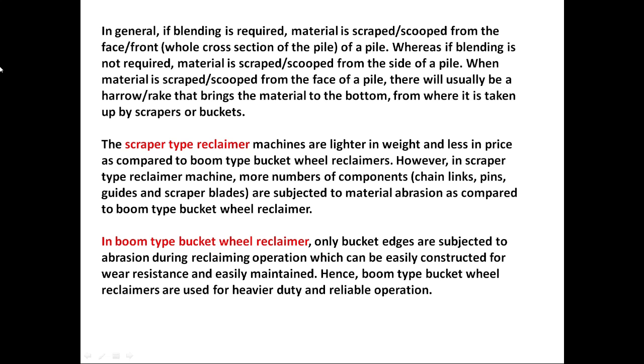Scraper type reclaimer machines are lighter in weight and lower in price as compared to the boom type bucket wheel reclaimer. However, in a scraper type reclaimer machine, more components like chain links, pins, guides, and scraper blades are subjected to material abrasion. In the boom type bucket wheel reclaimer, only the bucket edges are subjected to abrasion during the reclaiming operation, and these can be easily constructed for wear resistance and easily maintained. Hence, boom type bucket wheel reclaimers are used for heavier duty and reliable operation.